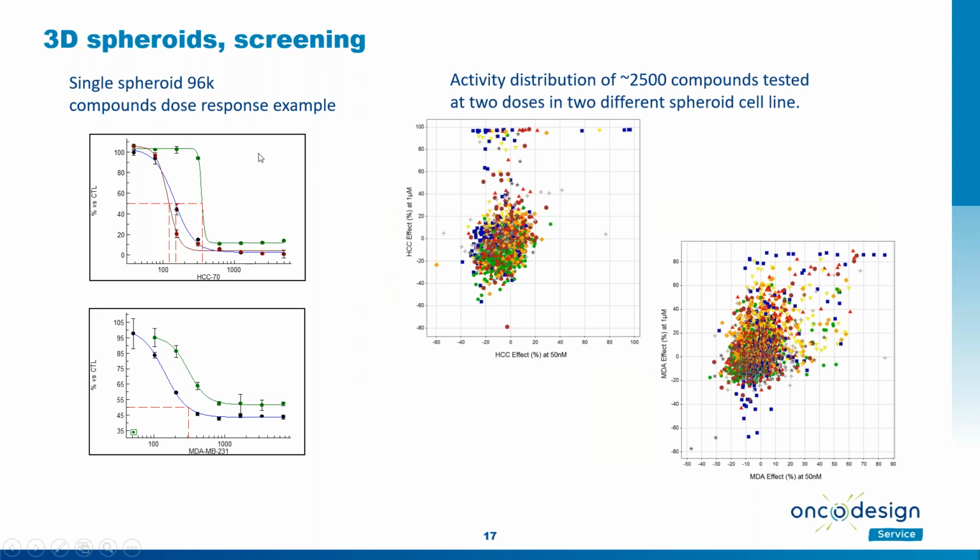As an example of medium throughput screening, we have here the screening of 2,500 compounds in two different tumor models, showing that we can identify compounds that show really nice efficacy in controlling tumor growth and inducing death of these tumor cells in 3D.